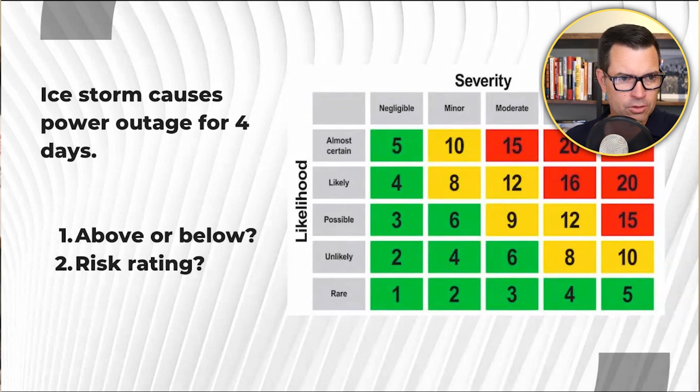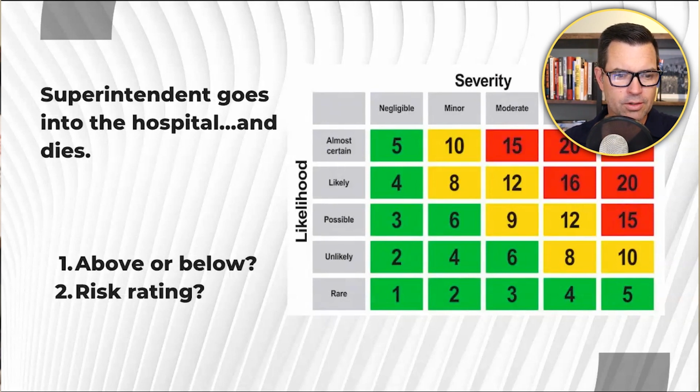Here's one that happened a few years ago to you folks in Texas and the surrounding area. An ice storm causes a power outage for 4 days, or in some cases, 2 weeks. Is that above or below the waterline? And then what's the risk rating? How would you rate that risk using the 5x5 matrix? Here's another one that happened to one of our clients a couple of years ago. Your superintendent goes into the hospital, goes into the ICU, and then passes away. He dies a week later. Is that above or below the waterline for your business? And what's the risk rating?